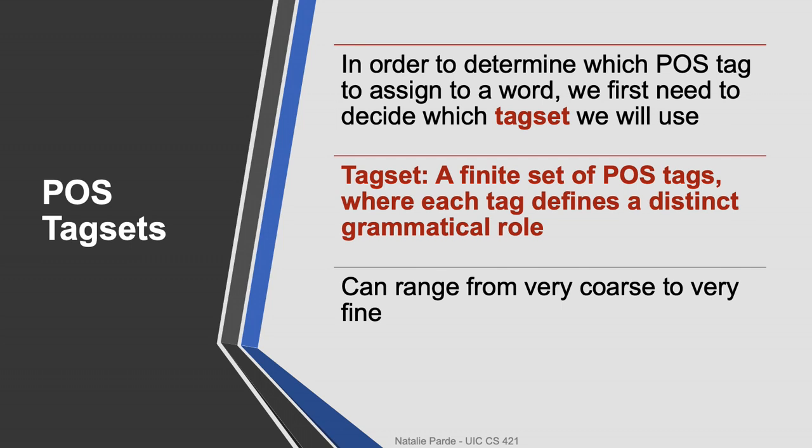Before we can assign part-of-speech tags to words, we need to decide what set of part-of-speech tags we'll be assigning. There are a variety of different part-of-speech tag sets that can be used for NLP tasks, ranging from very coarse-grained categories to very fine-grained categories. Each tag within a part-of-speech tag set corresponds to a different grammatical role.